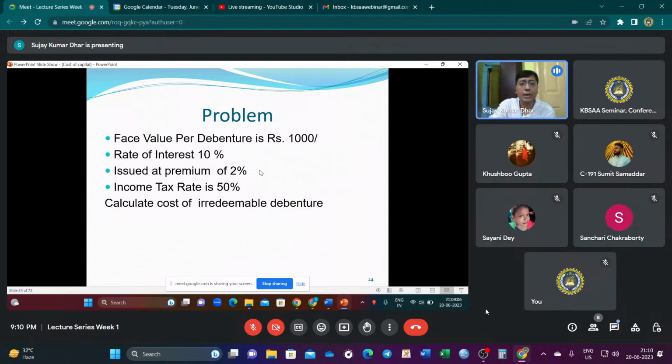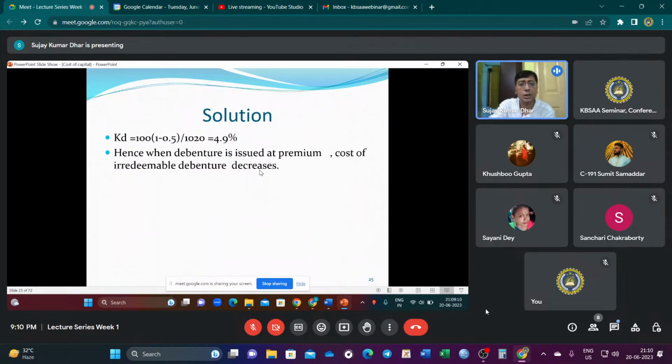But when it is issued at premium, so 1020, the company's receivable is more, so the cost of debenture decreases.